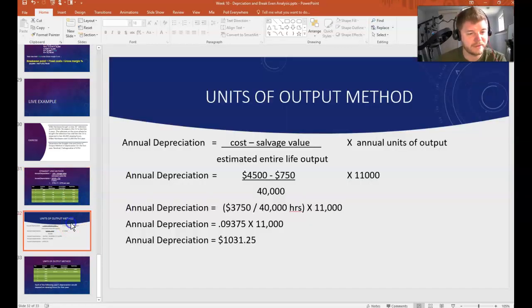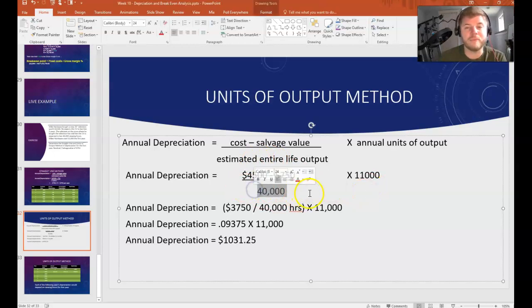but you can assume that you might get a little bit less. So when we talk about the units of output method, as an example, we think about how many hours this TV is being used. We spent 4,500 on it. We think we're going to get 750 from it in 5 years. We also know that they almost guarantee it should last you 40,000 hours. Using that, we will determine how much depreciates per hour of viewing, and then multiply it by what Mike's hardware store used last year, which was 11,000 hours.